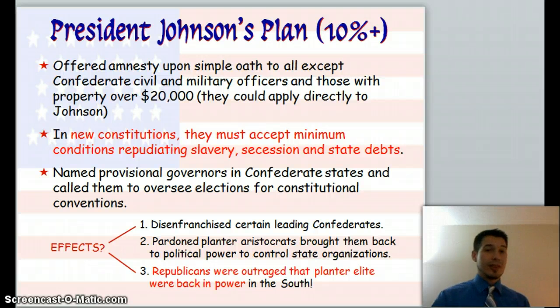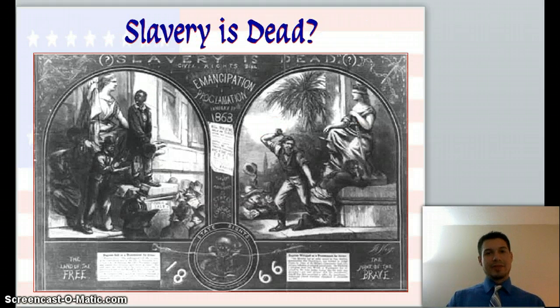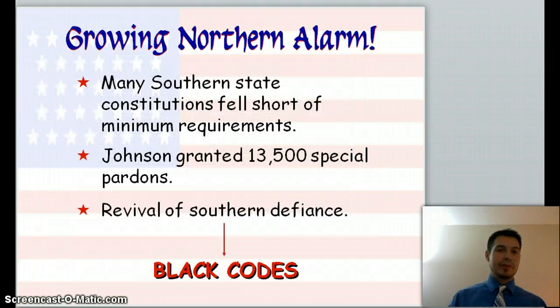But Johnson puts forth his 10% plan and basically says any new constitutions must accept minimum conditions repudiating any type of slavery, secession, and state debts. Meaning that any new constitutions only had a little minimum thing that they had to write in order to become a state constitution again. Republicans were outraged because you're going to have these plantation owners back in power. And is slavery dead? It's hard to say at this point.